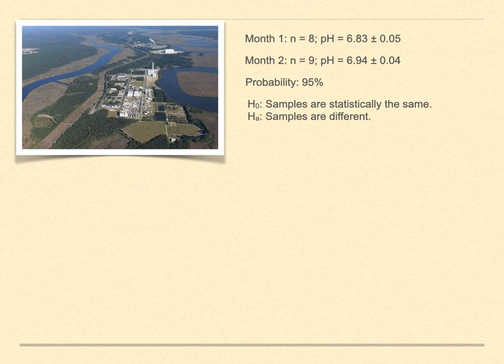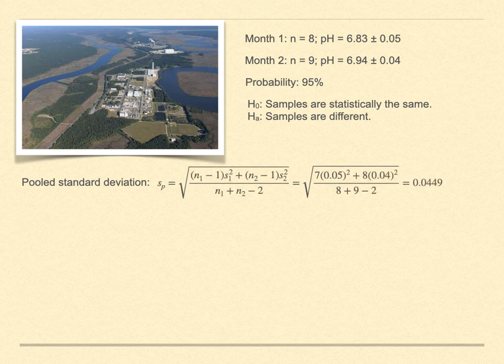First, you need to pull together the variance, the standard deviation of the 2 data sets. For our situation, we have 2 standard deviations, and n equals 8 for the first and n equals 9 for the second. Plug in the numbers to find that in this case, the pooled standard deviation is 0.0449. Note that it is essentially the average of the 2 standard deviations. That there is one additional sample for the second case is why it skews slightly towards the 0.04 value.